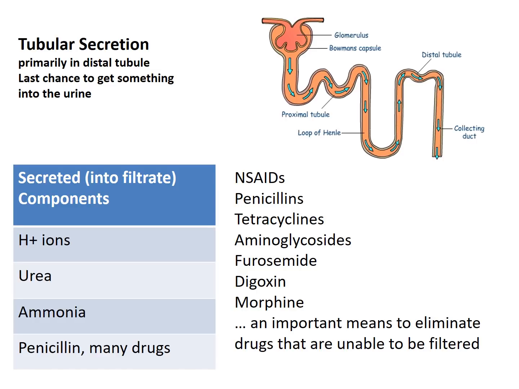Hydrogen ions, urea, ammonia, many drugs can be secreted into the urine filtrate. And again, that's happening in the distal tubule. There is a list of drugs which the glomerulus cannot filter, but we can still get it into the urine filtrate through the process of secretion. And again, that happens later on, more distal in the nephron.